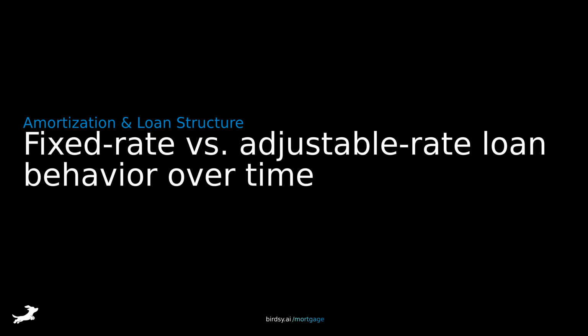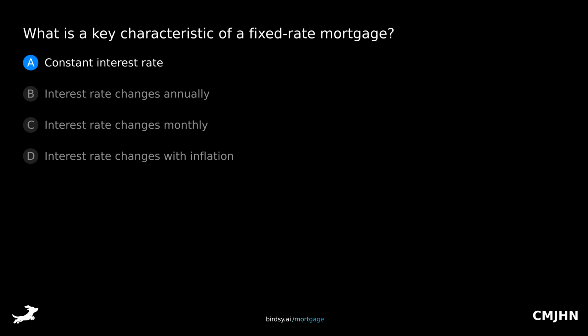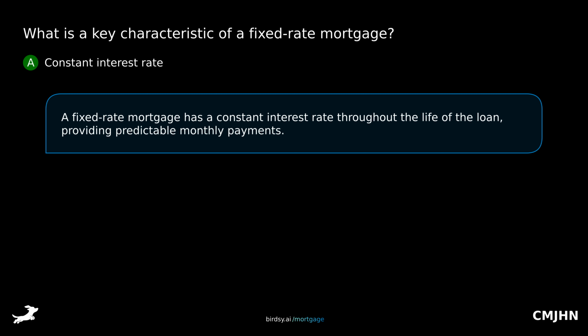Fixed rate versus adjustable rate loan behavior over time. What is a key characteristic of a fixed rate mortgage? Is it A, constant interest rate, B, interest rate changes annually, C, interest rate changes monthly, or D, interest rate changes with inflation? The answer is A, constant interest rate. A fixed-rate mortgage has a constant interest rate throughout the life of the loan, providing predictable monthly payments.